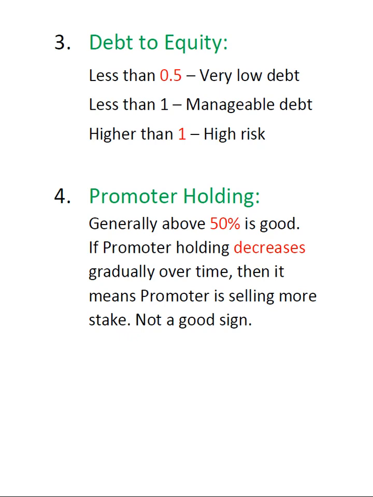But we have to check this at least once a year, because if the promoters are gradually decreasing their stake, like they had 75%, the next year they reduce it to 65, the next couple of years they go to 50, then that means the promoter is not interested in holding the company itself. He is just selling through the open market or other routes, reducing the risk of owning his own company. So we have to look at whether the promoter holding is decreasing or increasing. If it is increasing, then it's a good sign. So this is the fourth one.